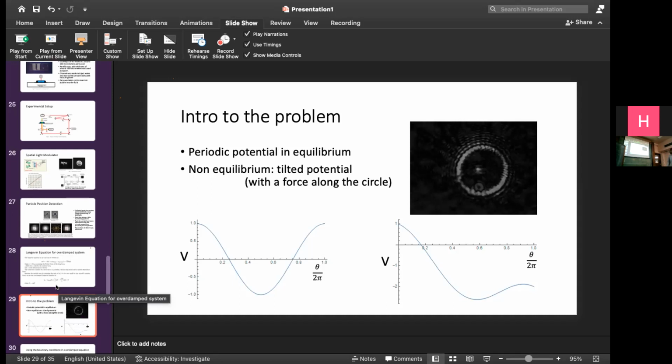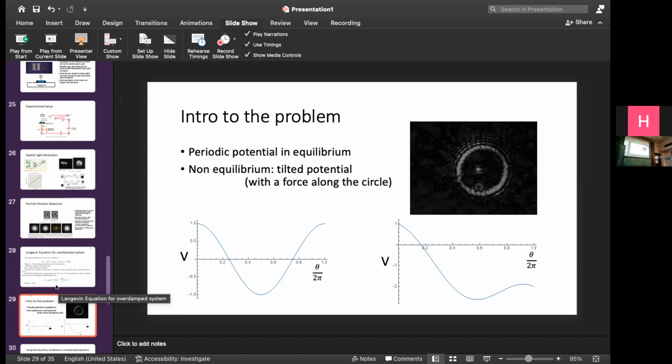Ideally, if I generate a circle or a potential like this, then it will be equilibrium. In the absence of any external force, if I'm only having some external random kicks, then I know the Boltzmann formula that my probability is proportional to e to the minus U by kT, right? That is what gives me the measurement of the potential. But that kind of a measurement is not possible in a non-equilibrium case. So this is an ideal cosine-shaped potential in the absence of external force.